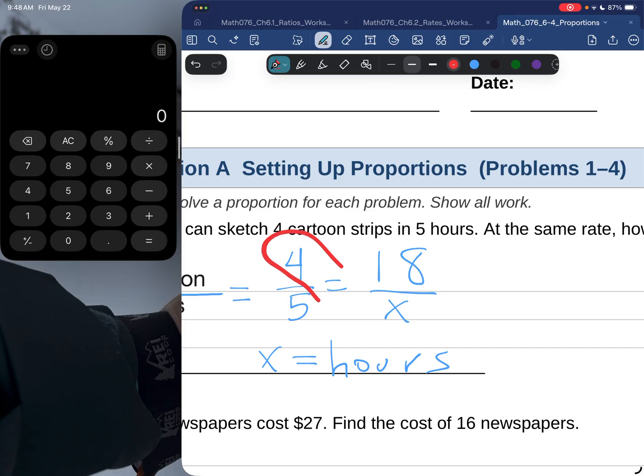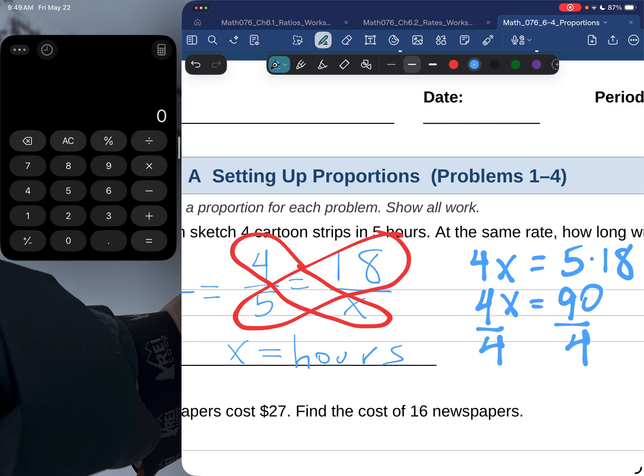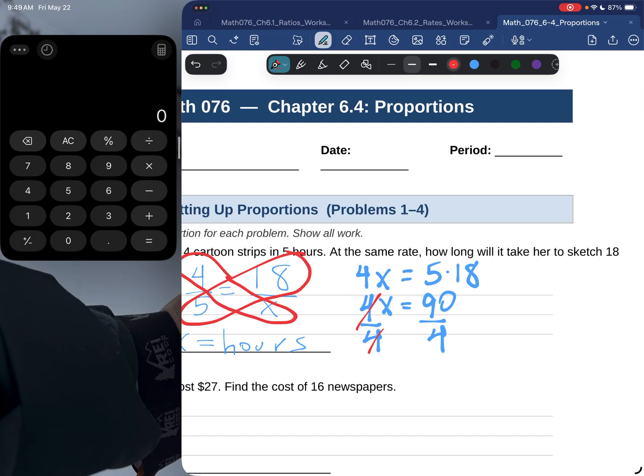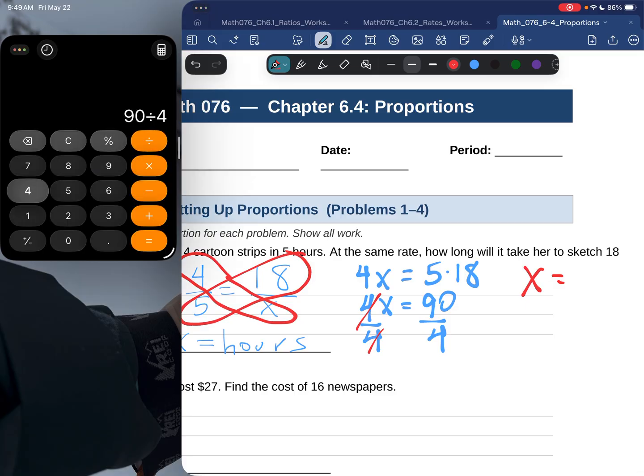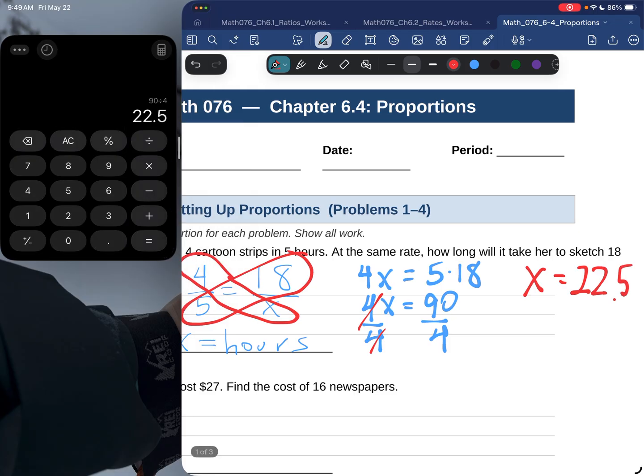And then I'm going to cross multiply, just like we did in class yesterday. So I get 4x equals 5 times 18, 90. And then I want to get x all by itself. So I'm going to divide by 4, divide by 4. My 4's cancel. I get x equals 90 divided by 4, 22.5. That's how many hours it's going to take.